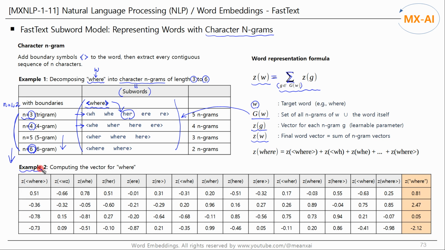Now, let's look at a simple example. When we decompose the bounded word where, we obtain the 15 subwords shown in the columns of this table. This collection corresponds to GW. Each subword has its own embedding vector, which corresponds to ZG. Here we assume the embedding dimension is 4. If we add all the subword vectors together, we obtain the resulting vector Z of W, shown in the final column of this table. This is the final word representation for the word where.